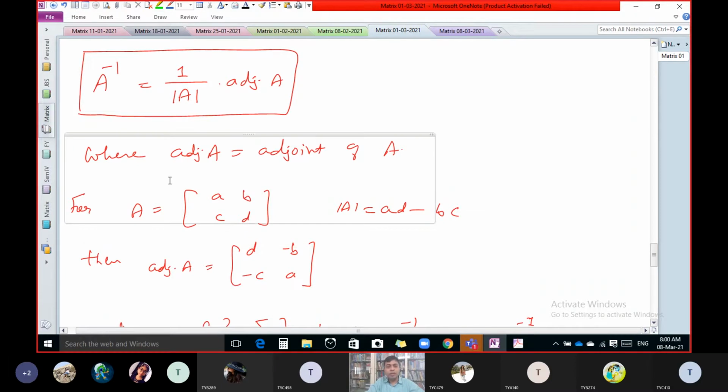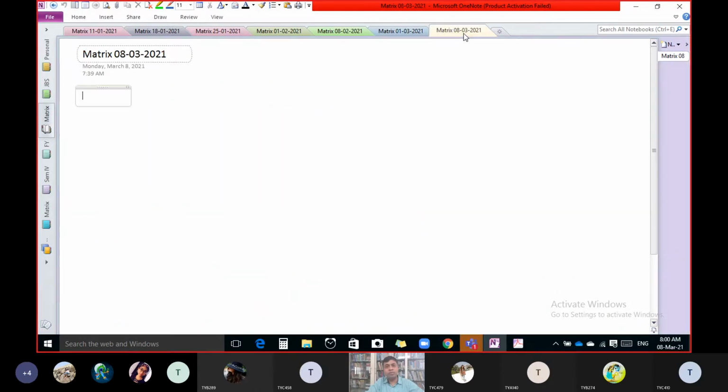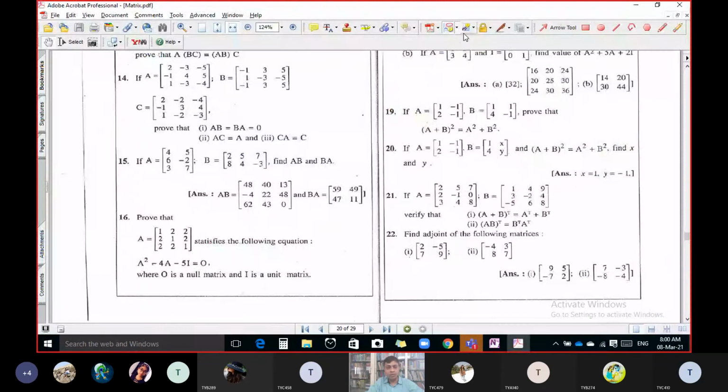And determinant of A, we know how to find it. Simply multiply A with D and B with C and subtract. So we get the adjoint as well as the determinant. Put that value here, you will get the inverse of a matrix. For 2 by 2, it's very easy to obtain the inverse of a matrix. Let us take one example to get a better idea.